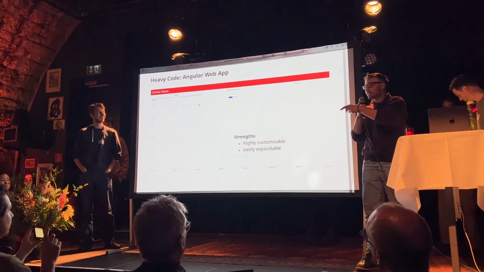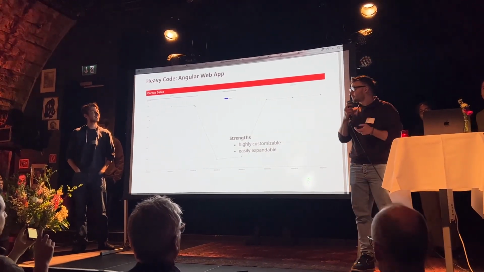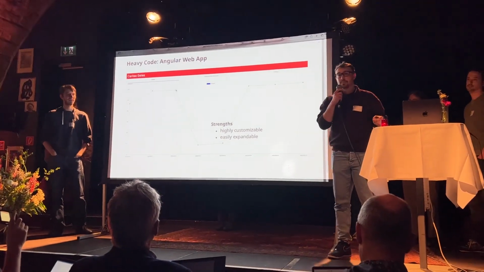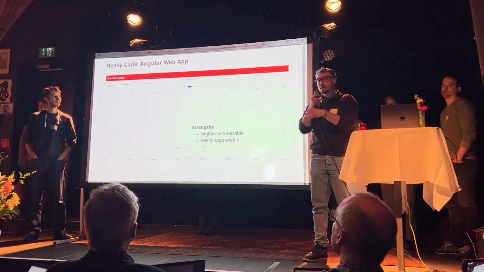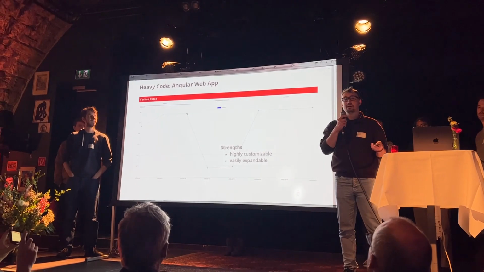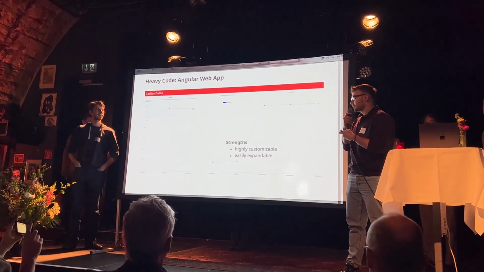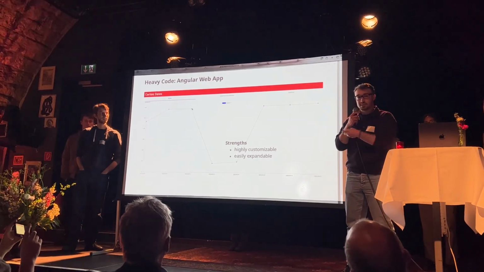Of course, we have then the two other solutions. The second one is the heavy code. It has the big advantage of high maintainability and that it is highly customizable, because it is really component based, as Angular is.